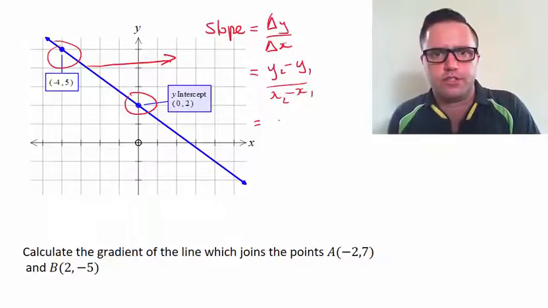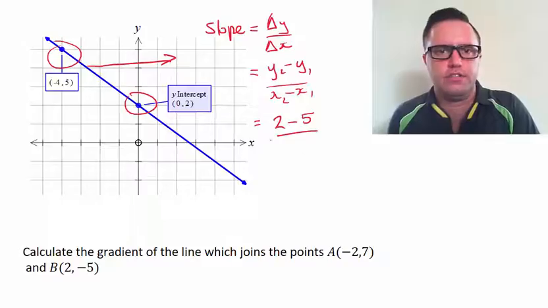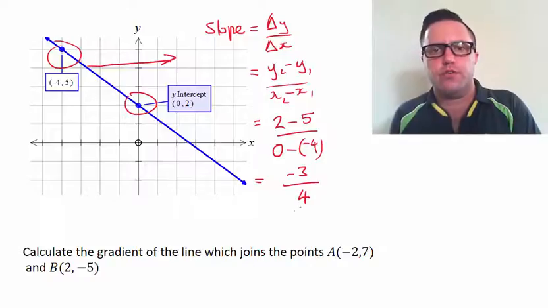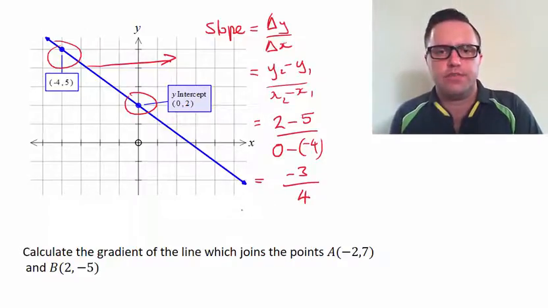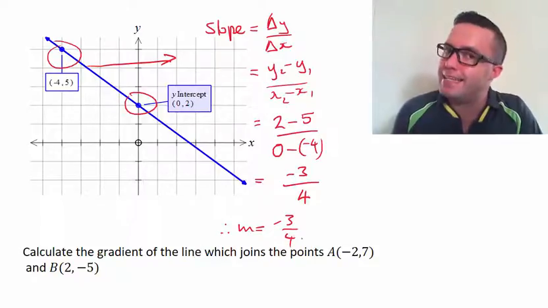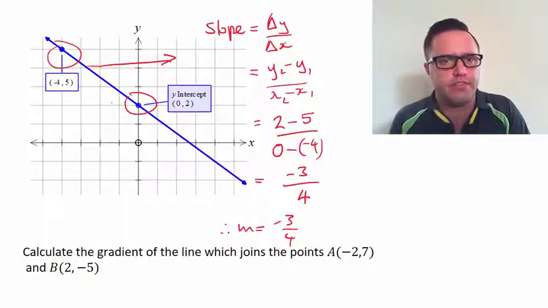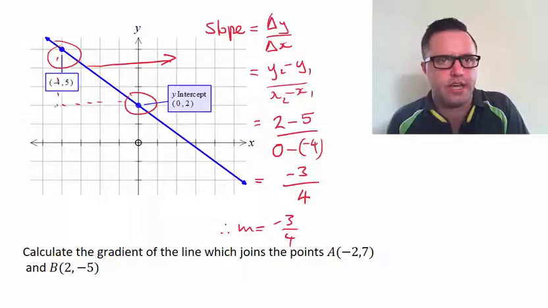So y2 is this one, 2 minus y1 is 5, over 0 minus negative 4. So let's have a look. 2 minus 5 is negative 3. 0 minus negative 4 is 4. Okay, so our slope for this one is negative 3 over 4, which makes sense because it's a negative slope. For every 4 it goes along, 1, 2, 3, 4, it comes down 3.